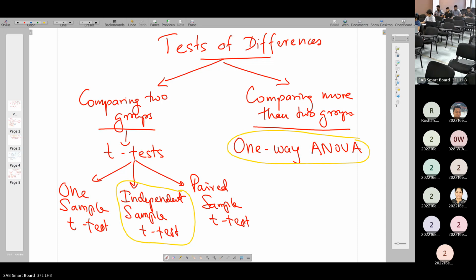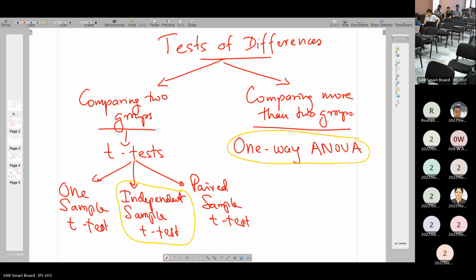Let's see. What are these tests doing? These are called tests of difference. Tests of difference mean you are going to see whether two groups are different from each other based on a certain characteristic. Right? Now I would like to apply that to this class.